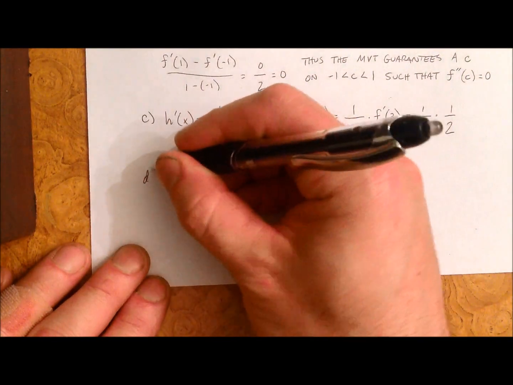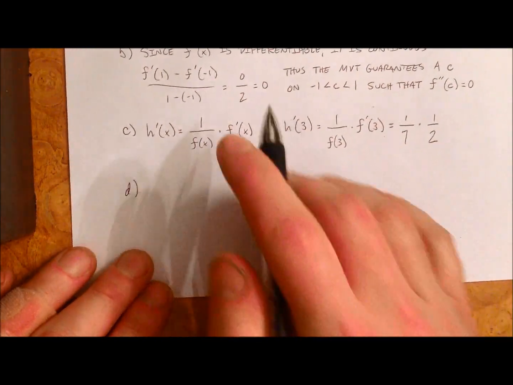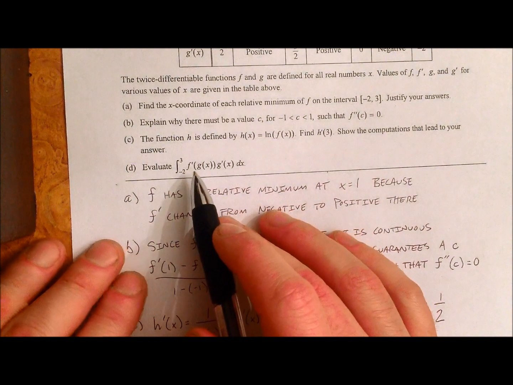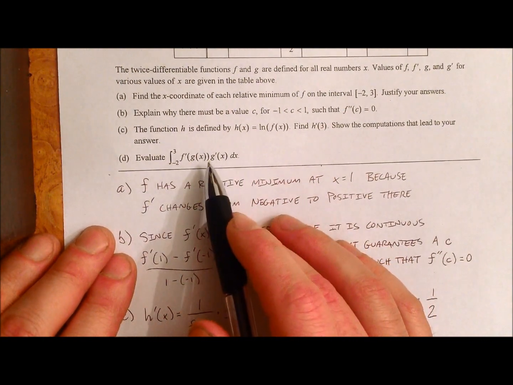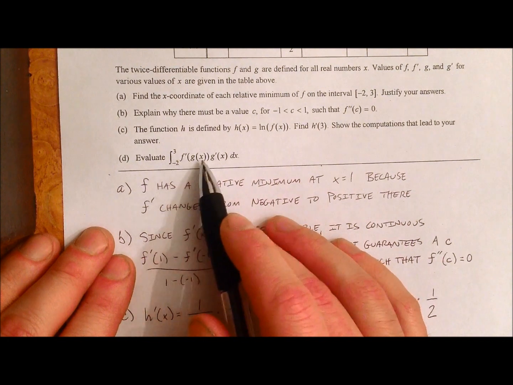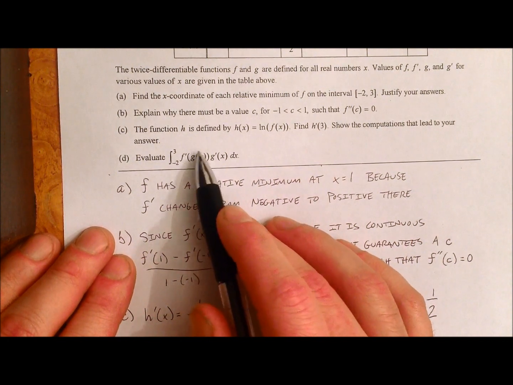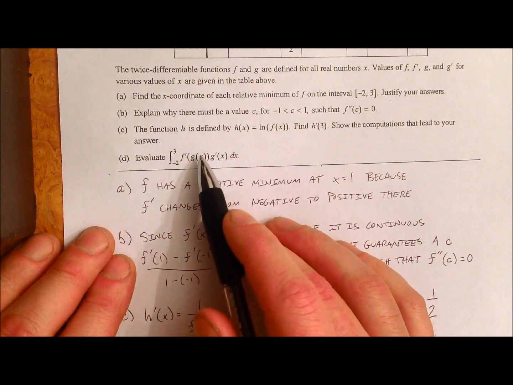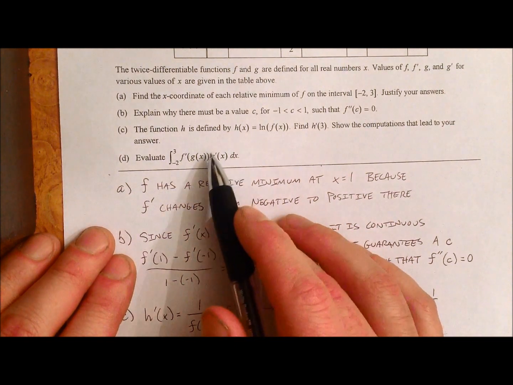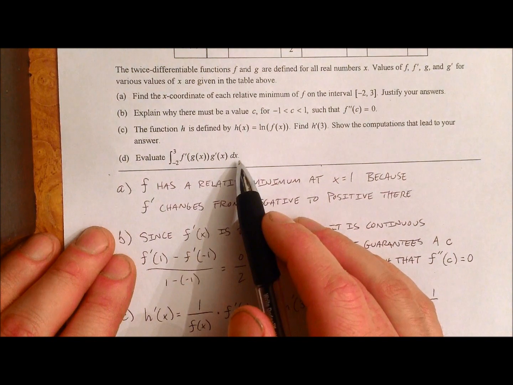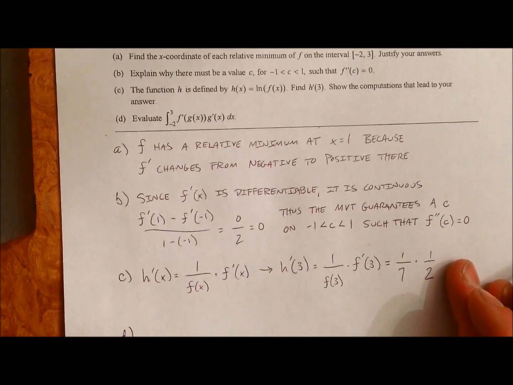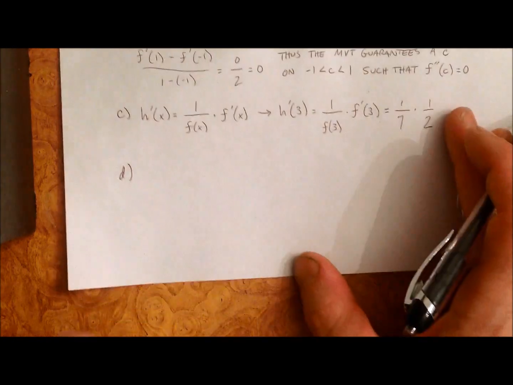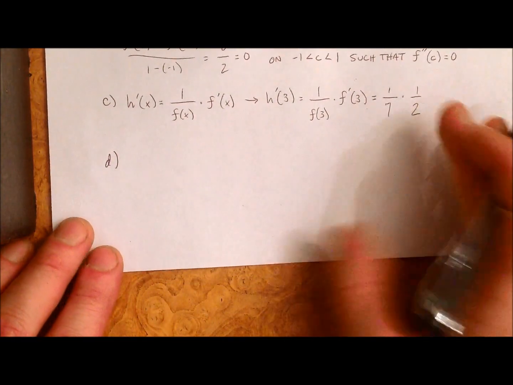For part D, evaluate this integral. This is an interesting question. If you notice this, well, it's pretty ugly, but it looks like a u substitution or chain rule type question, because if you set u equal to g, then du will be g prime of x dx. So that's what this question is about, but it's not the easiest thing to set it all up and write it correctly. So I would suggest in this case using an indefinite integral.